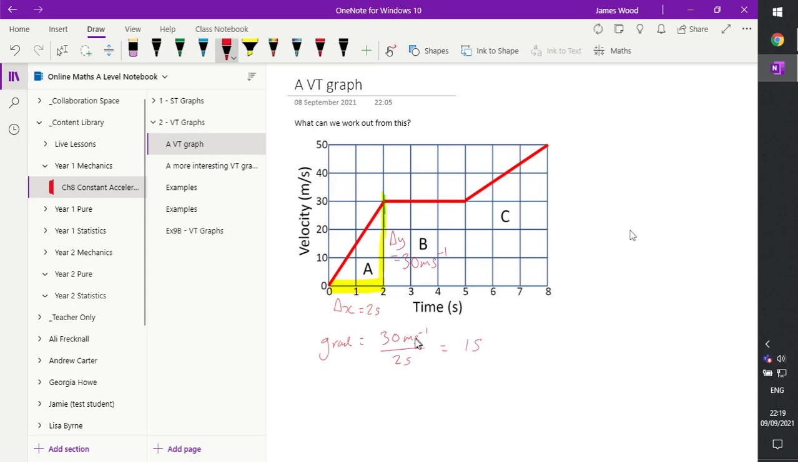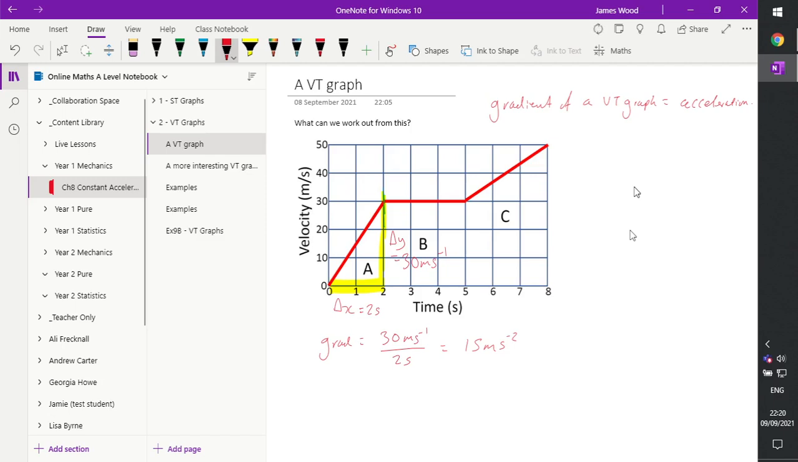Now look at the units. Meters per second divided by seconds again is going to be meters per second squared. So that's the acceleration. Okay. So the gradient of a VT graph gives you the acceleration. Or you can think of it as the rate of change of velocity is acceleration.